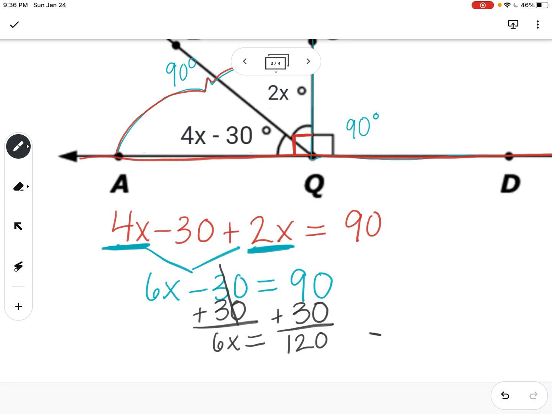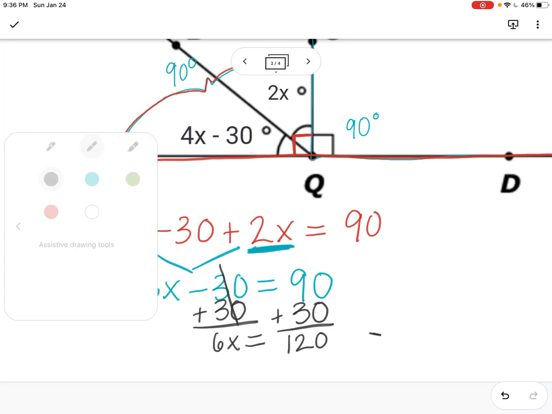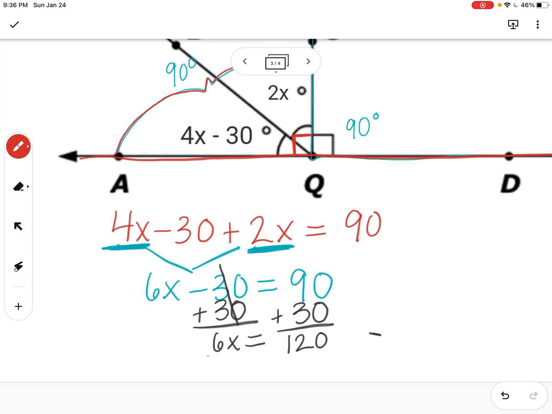Now I have one final step to solve for x. And in order to do that, I would have to do the opposite. So 6x tells me multiplying by 6. The opposite would be dividing by 6. So 6 divided by 6 is going to cancel to 1. And 120 divided by 6 is going to leave me with 20, because I know 12 divided by 6 is 2.